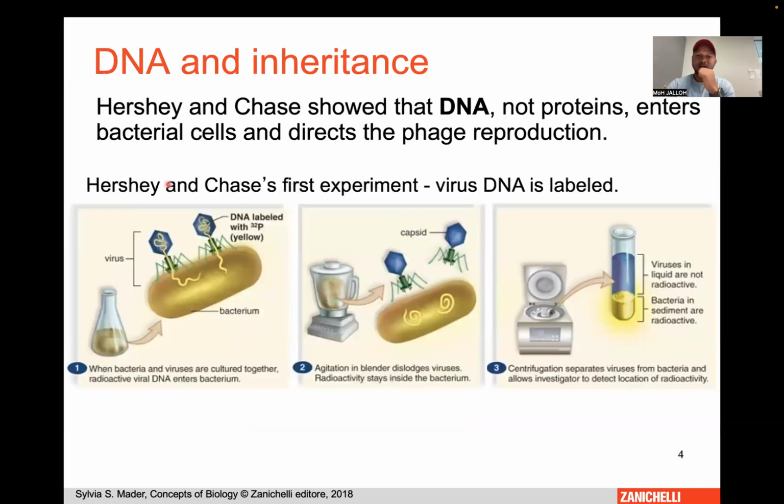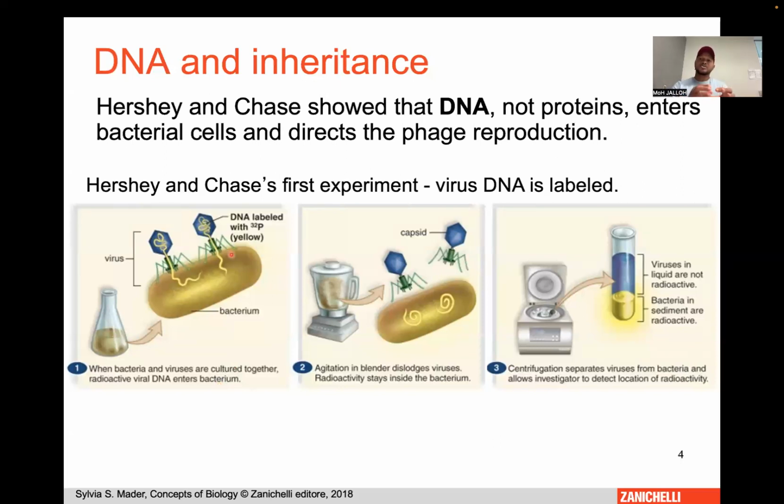Okay, so what they did in Hershey and Chase's first experiment was label the virus DNA. Here we have the bacteriophage, and it is labeled. We have the DNA labeled with 32 phosphorus, and that is in yellow. So we have the DNA right here, and we have the bacterium. In the first experiment, when bacteria and viruses are cultured together, right here in this culture, radioactive viral DNA enters the bacterium.